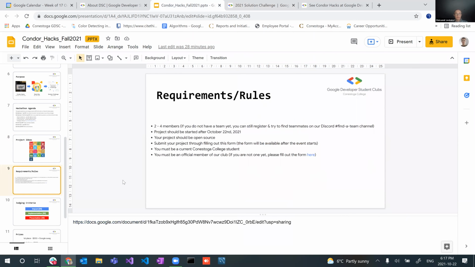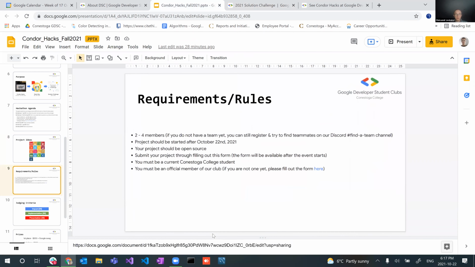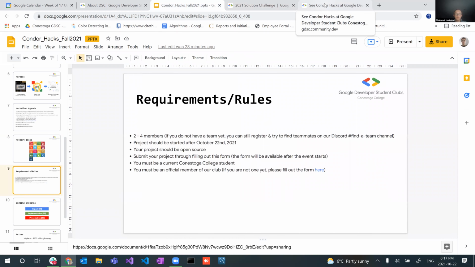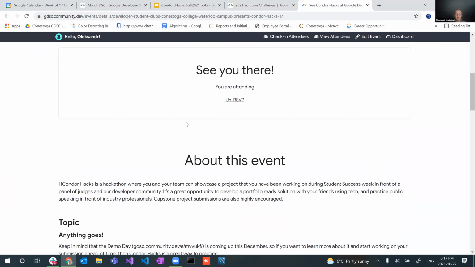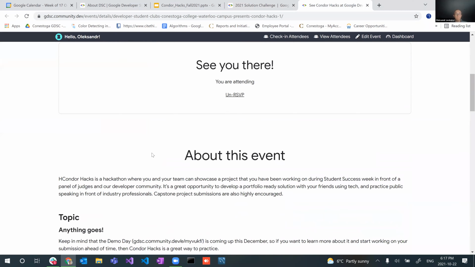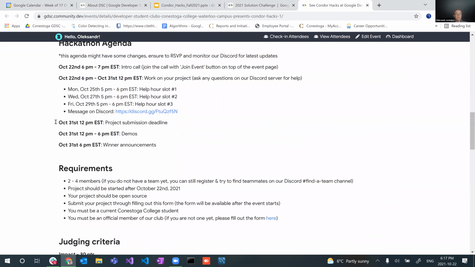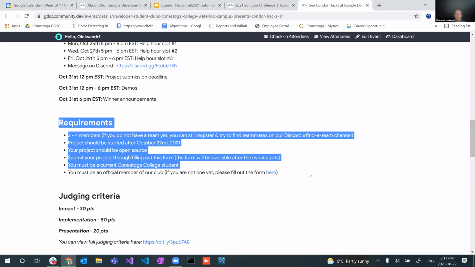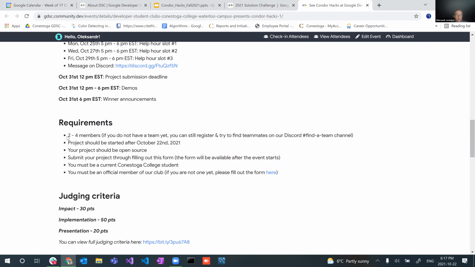Cool. Talking about requirements, I will switch to our page. I just took a screenshot of the requirements from our hackathon page. If you go in here, you will be able to see all the requirements. These are requirements and rules. The first one is 2 to 4 members in a team. If you don't have a team yet, you can register and try to find teammates on our Discord, in the find a team channel.